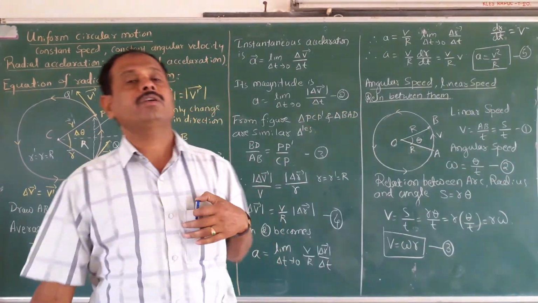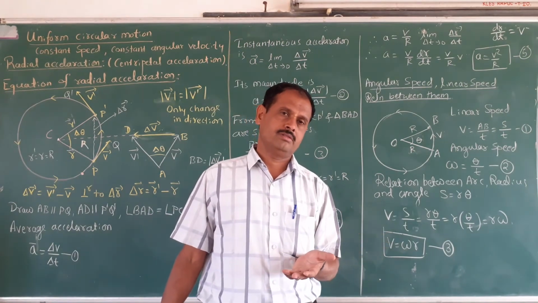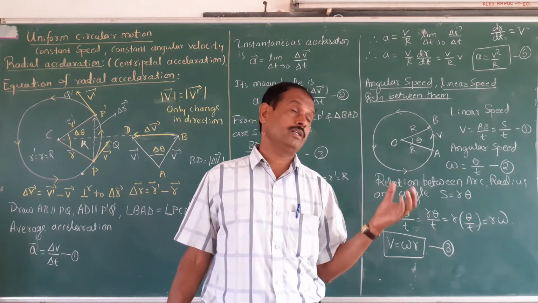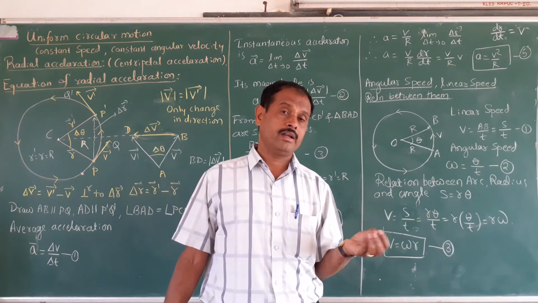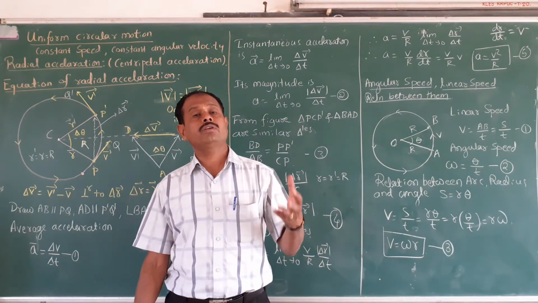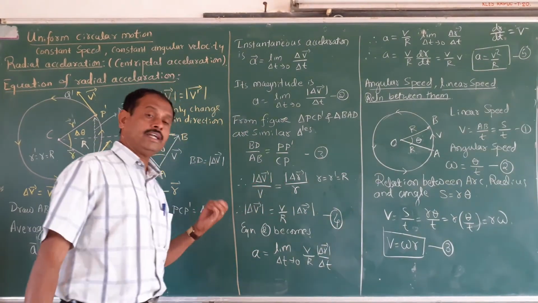What is the SI unit of radius? The SI unit of radius is meter. What is the SI unit of angle? Radian. What is the unit of time? The SI unit of time is second.